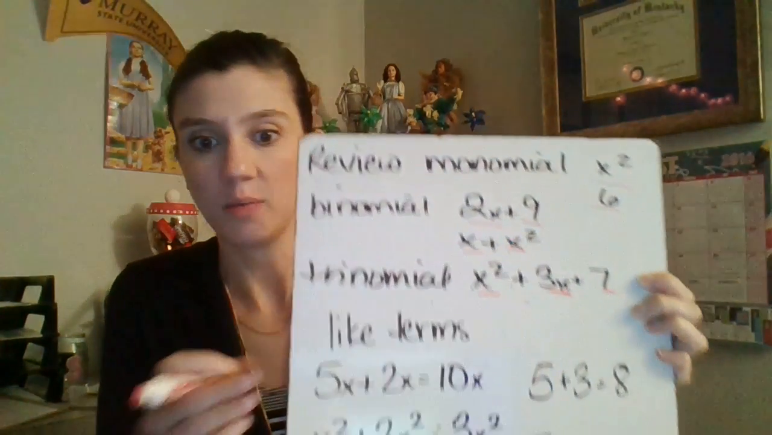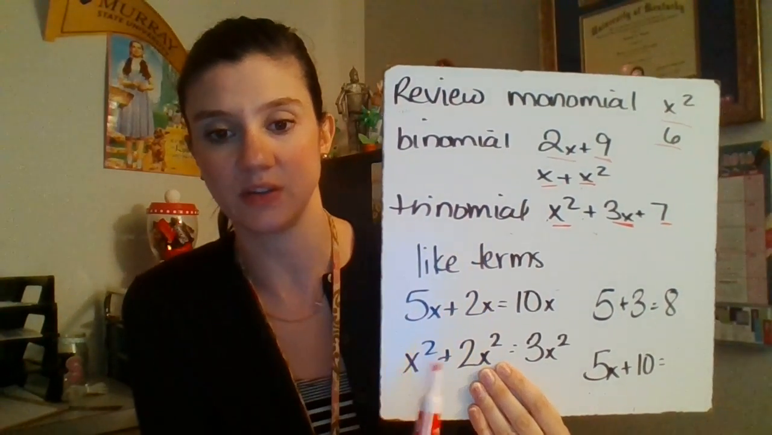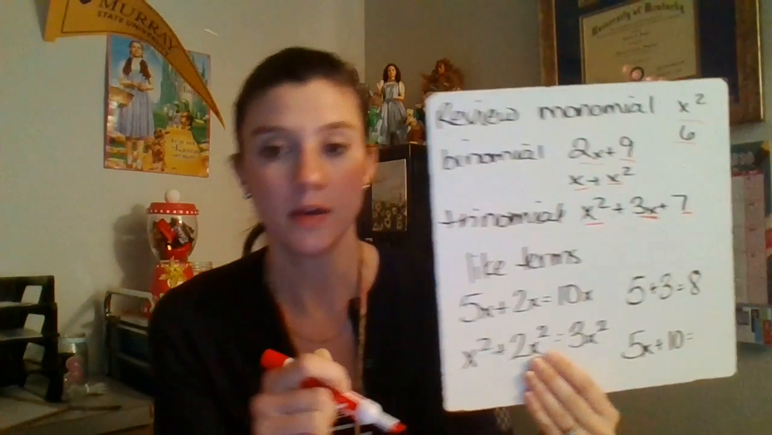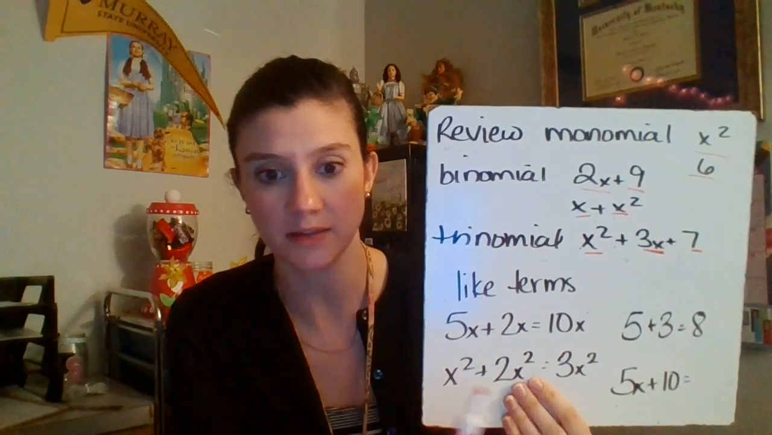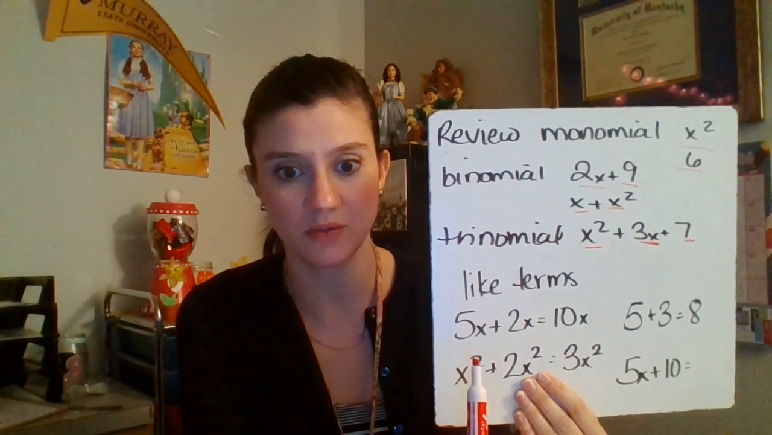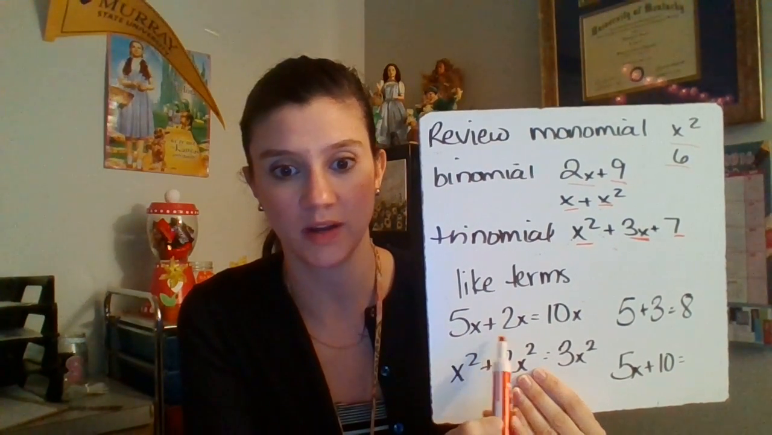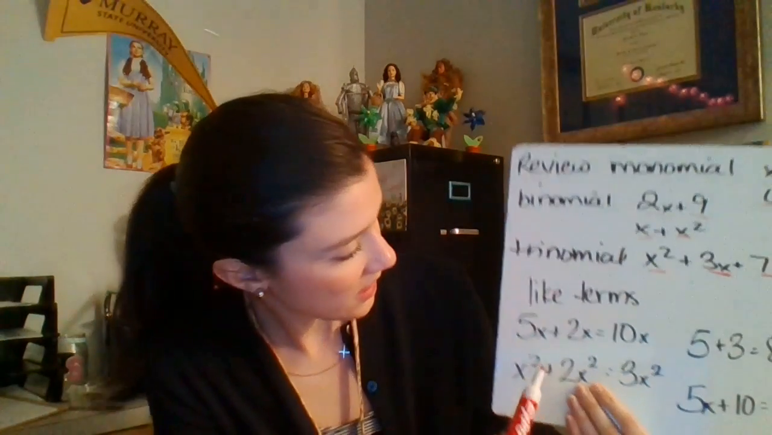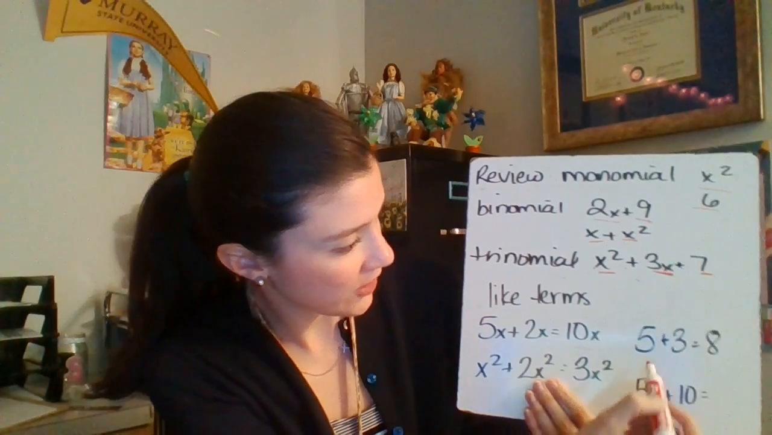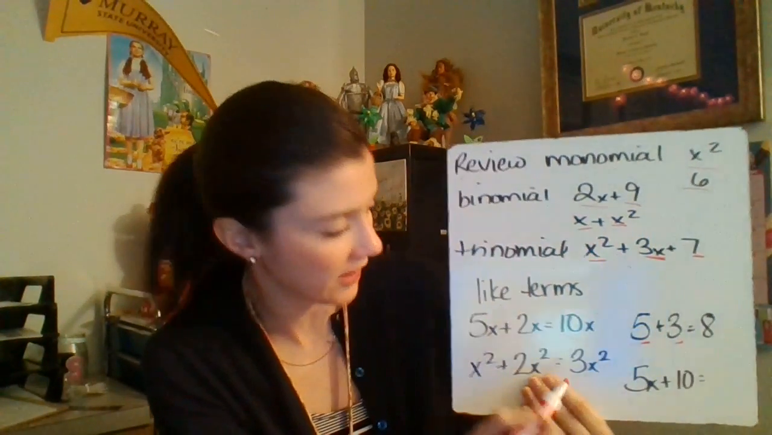Okay? We also can simplify them by combining like terms. As long as they have the same variables and the same exponents, you can combine them. 5x plus 2x, those have the same variable, so 7x. Over here, 5 plus 3 equals 8. Those are like terms. 5 and 3 are like terms.